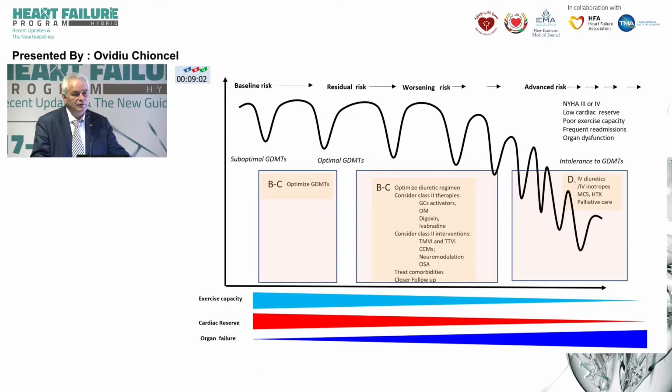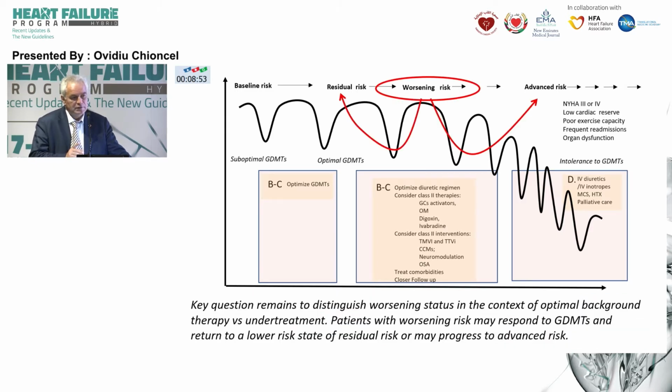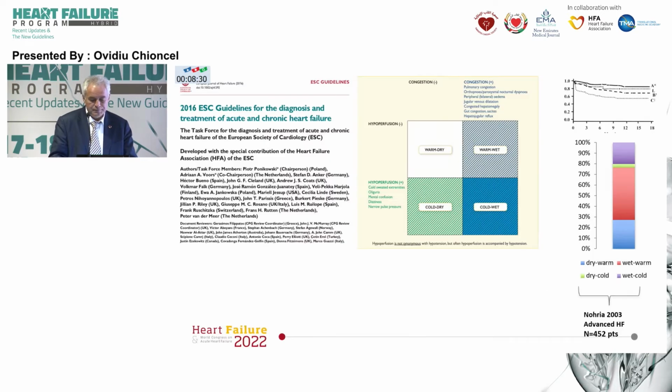And progression of heart failure should be considered in relation to guideline-directed medical therapies. So it is not equal to distinguish worsening status in a patient already on guideline-directed medical therapy or in a patient with a history of heart failure but without guideline-directed medical therapy, because at the end of the day, we should prevent death or progression to advanced heart failure.